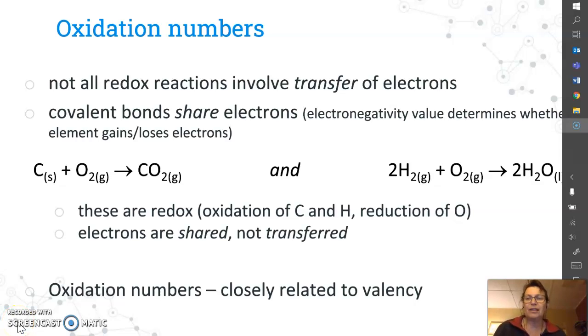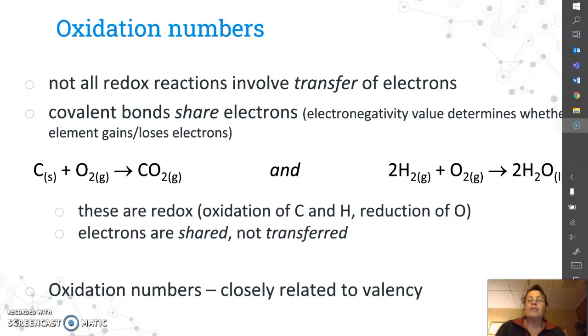Video 2 in this concepts of oxidation and reduction videos. This one we're looking at oxidation numbers. Remembering from the first video, I did indicate that we would look at oxidation numbers in the second video. So that's what we're doing now.